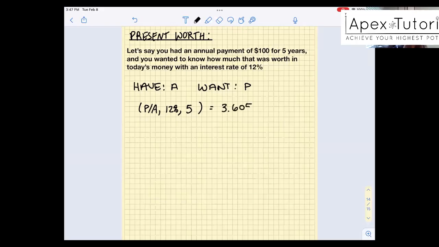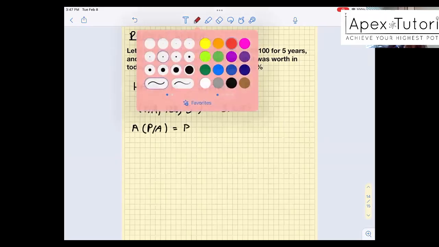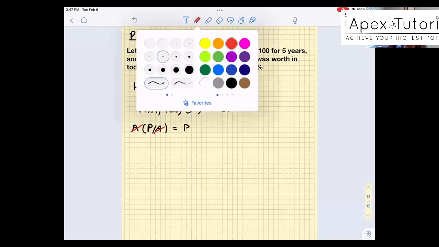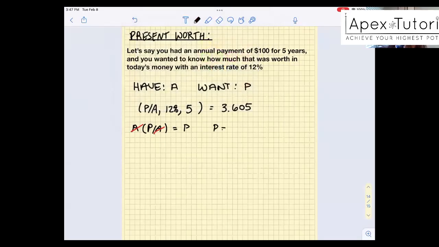3.605. Perfect. So what we're doing is we have an A, and we're going to multiply it by P over A just to get P. You can see how those fractions would cross off. So to get P, we take our A and multiply it by 3.605. What do we get?